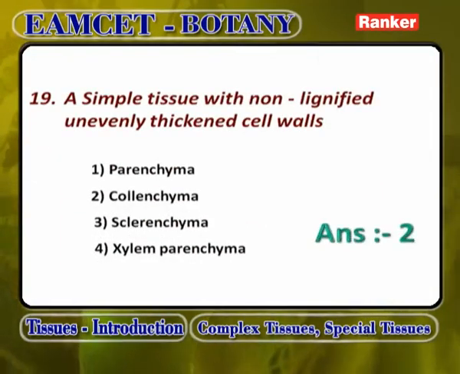A simple tissue with non-lignified unevenly thickened cell walls. Here sclerenchyma is also a simple tissue but with lignified cell walls. Xylem parenchyma is a part of xylem with some areas lignified cell walls. Parenchyma absolutely does not show lignified cell walls, it shows only cellulose, hemicellulose and other substances. So, a simple tissue with non-lignified unevenly thickened cell walls is collenchyma, because collenchyma is a simple tissue with pectin and cellulose, no question of other substances. So, answer is 2.